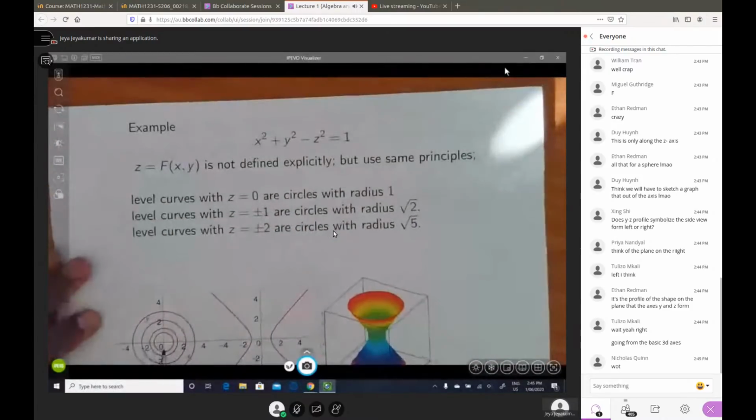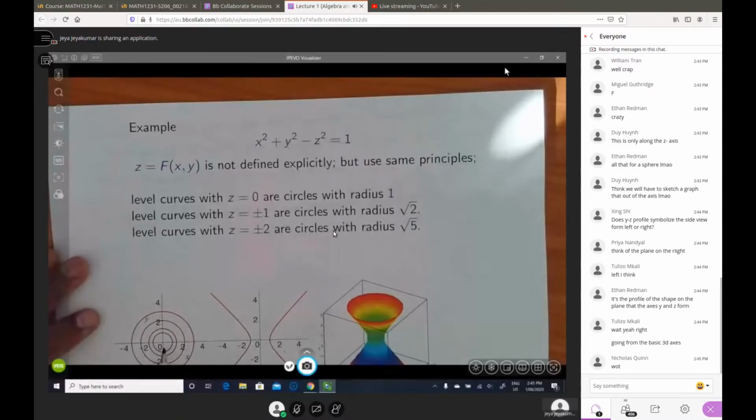So the level curves are here. Z equals 0, it's a radius 1. Z is plus or minus 1, radius root 2, and so on. So these are the level curves, concentric circles here.